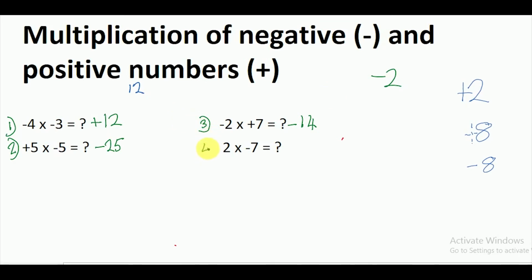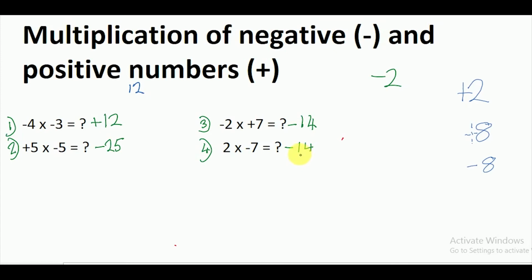Now number 4 says 2 times minus 7. Remember, what sign does this 2 have? We can't say it does not have a negative sign. It has a positive sign, an invisible positive sign. As I've said, once a number is standing on its own, we assume in mathematics that number has a positive sign. So I have plus times minus is what? Is minus. Good. Then 2 times 7 is what? 14. I have minus 14.